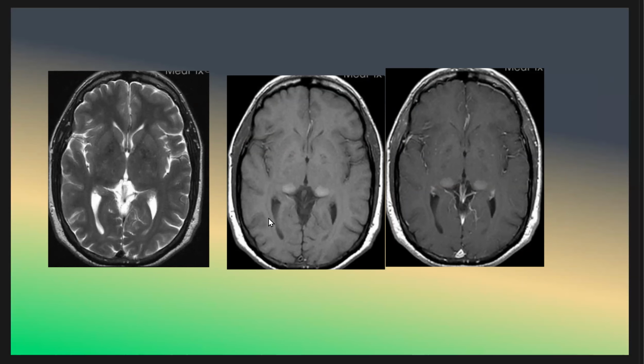seen in T1 and T1 after contrast, and not well seen on the T2. And there are some differentials here. We have Fabry's disease, liver failure, Wilson disease, and Creutzfeldt-Jakob disease, and this is Fabry's disease.